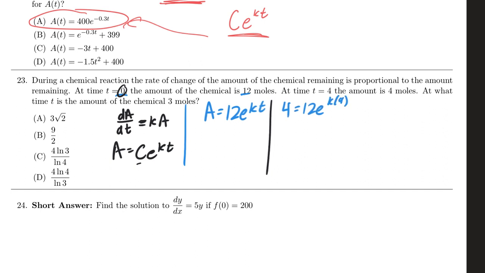This one we're going to solve similar to the other ones. We're going to divide by 12 first. That gives you 1/3 equals e^(4k). To get rid of the e, we use the natural log. And we divide by 4.